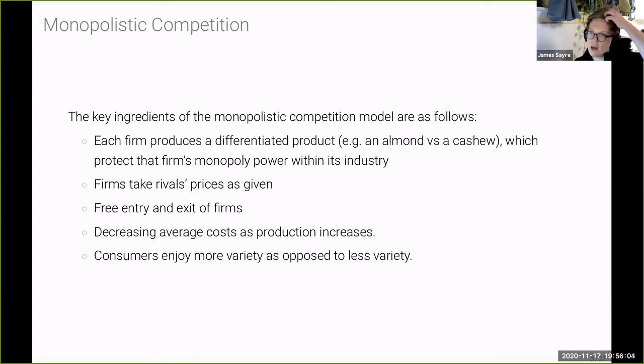Because products are differentiated, an almond isn't perfectly substitutable for a cashew. I personally prefer almonds a lot, and cashews are kind of gross.